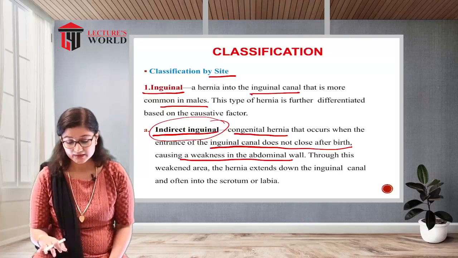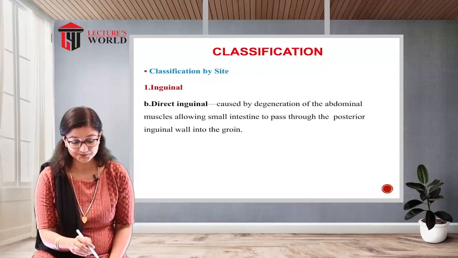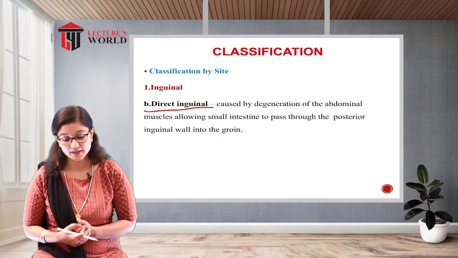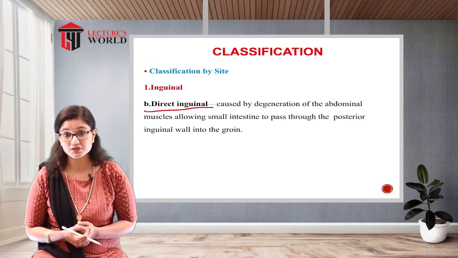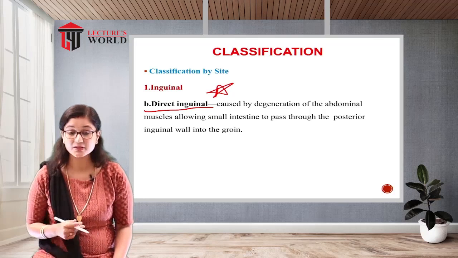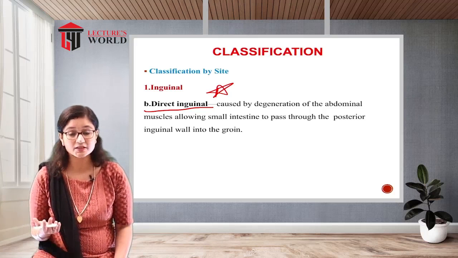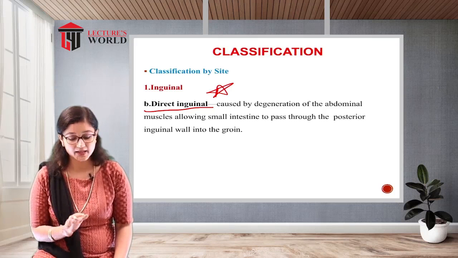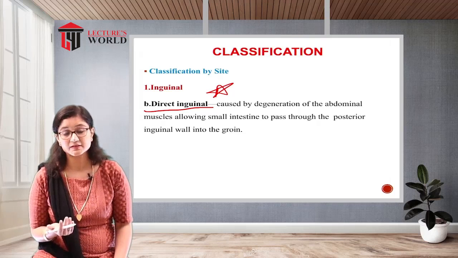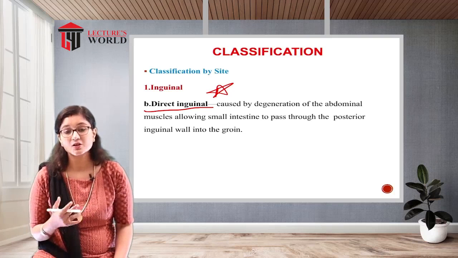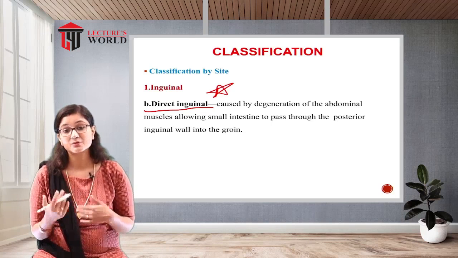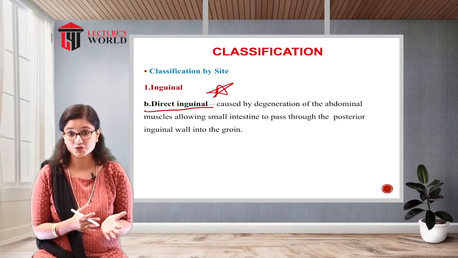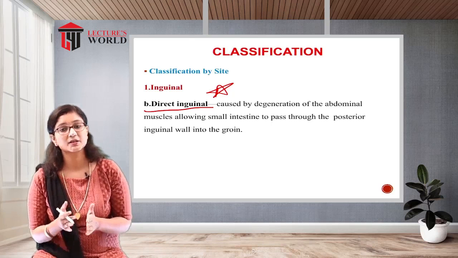What we see commonly is the direct one. The next one, direct inguinal, is caused by degeneration of the abdominal muscles, allowing small intestine to pass through the posterior inguinal wall into the groin region. So this is most commonly seen. I've seen many cases of hernia and the surgeries which are done. We'll be talking about that. But we commonly see direct inguinal hernia among men. Here, because of the weakness of the abdominal muscle, which can be related to any of those factors related to increased intra-abdominal pressures, which we have seen in the etiology, it can be the reason for this direct inguinal hernia. Understood?